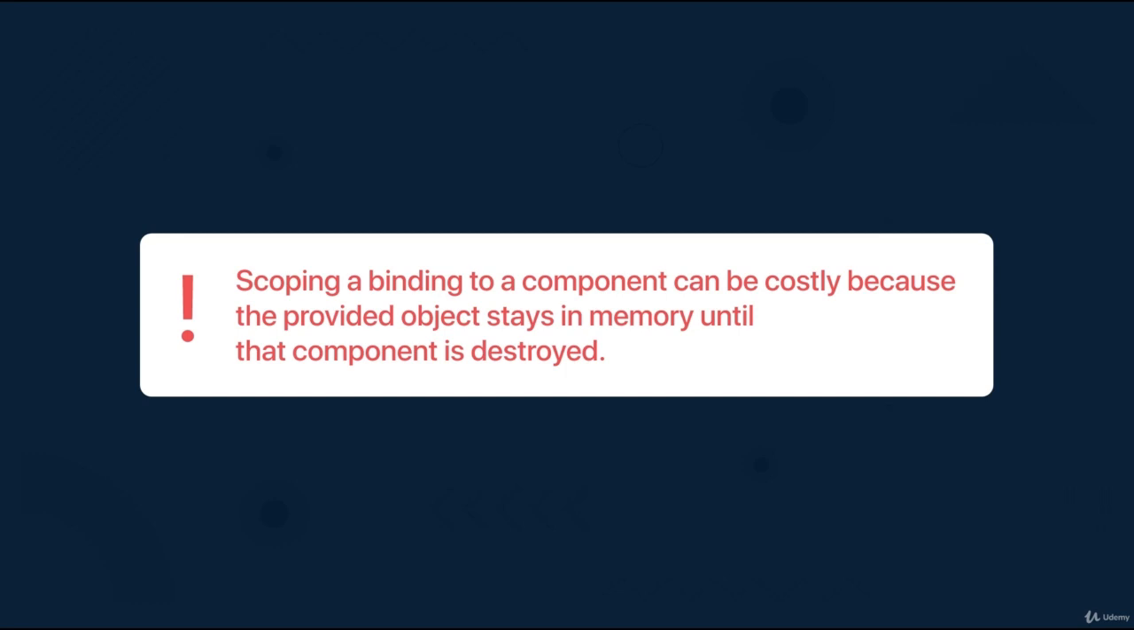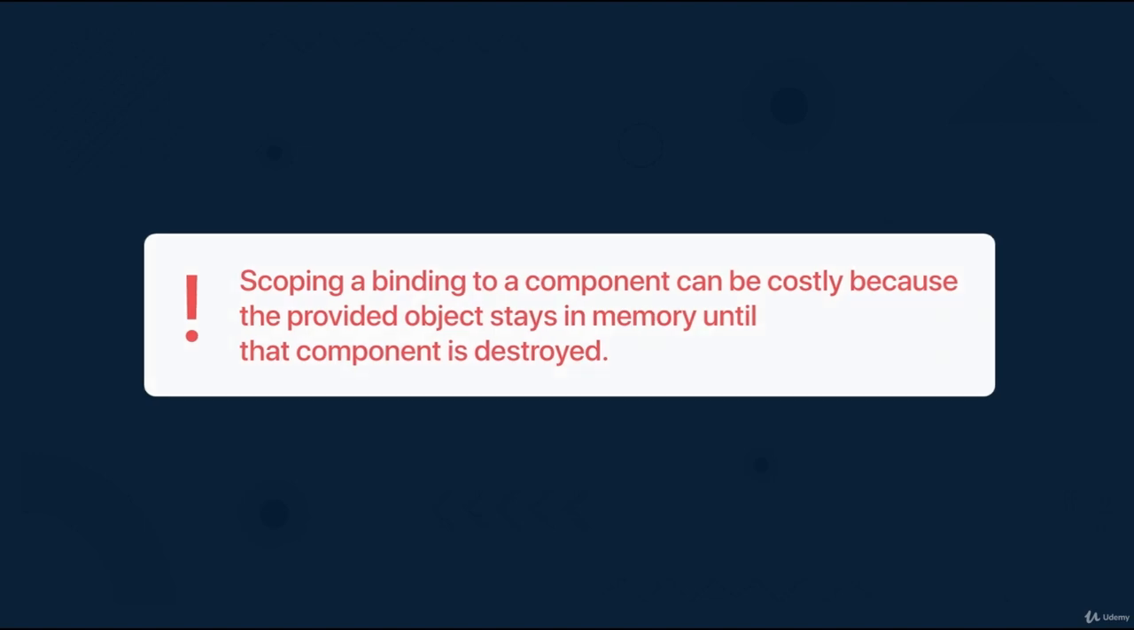Okay, there is one more important thing to note. Scoping a binding to a component can be costly because the provided object stays in memory until that component is destroyed. For example, if we have many bindings which are scoped to the application component, then those instances will stay in memory until the application is destroyed, and that can be costly if you have many bindings that use this application component.